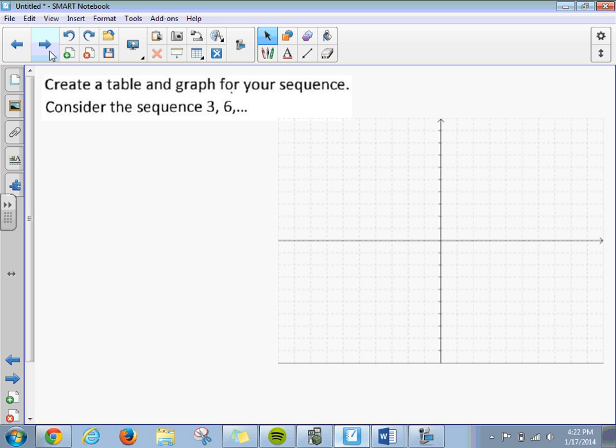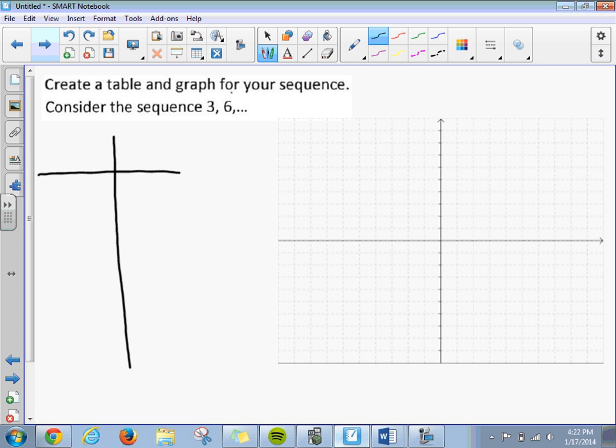Moving on, it asks us to create a table and a graph for the sequence. All right, so let's do that. We've got a table with our x and our y. We can start as low as 0 and build up. We know that our first term is going to be a 3, our next term is a 6, and then for this one, let's pretend that it's an arithmetic sequence. So we know that we're increasing by 3 every time.